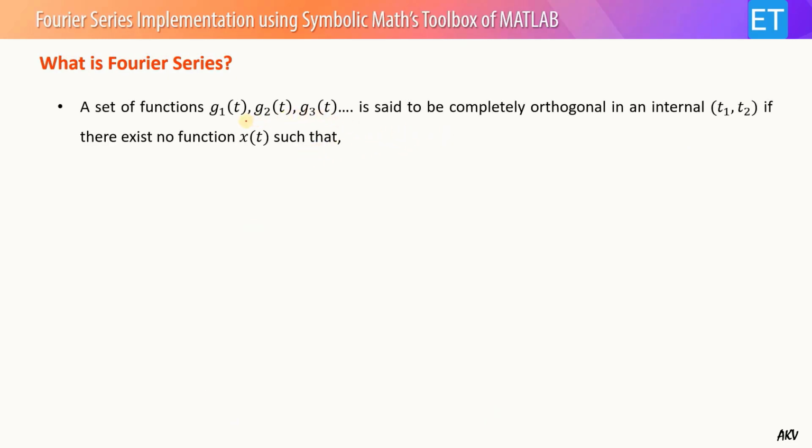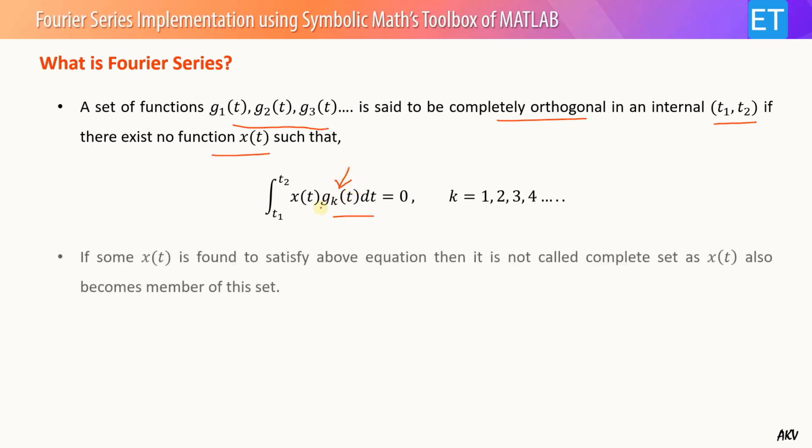So a set of functions g1, g2, g3 is said to be completely orthogonal in an interval t1, t2 if there exists no other function x(t) such that this integration becomes 0. It means it satisfies the orthogonality with any member of this set. So if some function x(t) is found to satisfy this above equation, then obviously it is not called the complete set, as x(t) also becomes a member of this set.